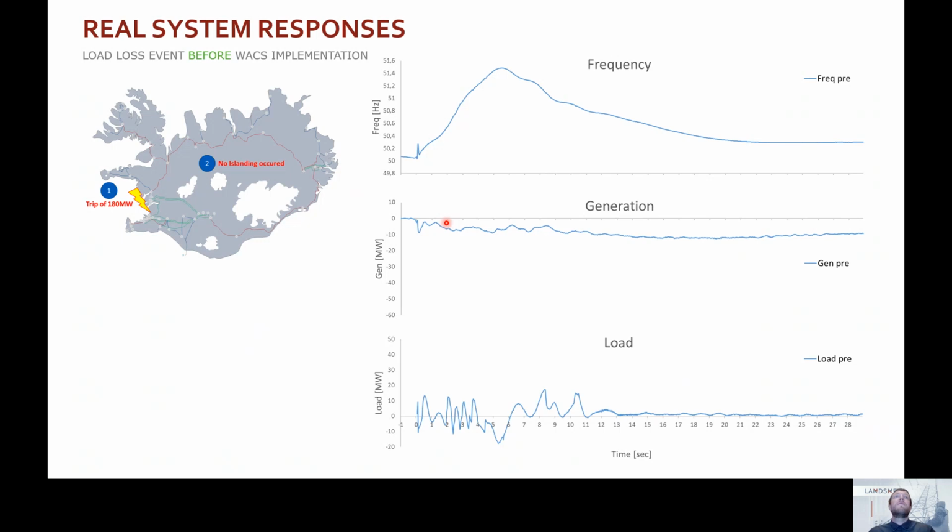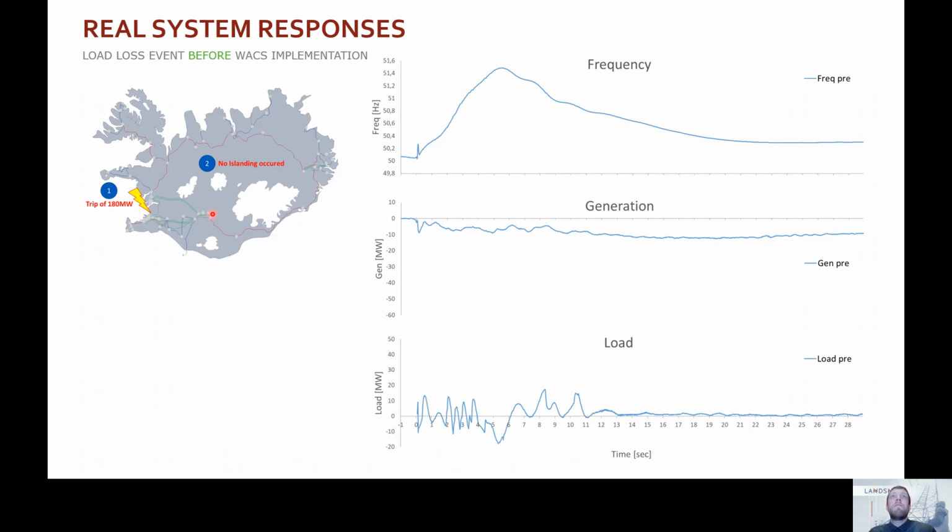Okay, now to the real events. Here's an example before we implemented any of the wide area controls, so we got the data from that. Here we're talking about a trip of 180 megawatts in the southwest. With that, we get over frequency, we get a lot of power flowing to the east, and the trends are showing the frequency and one of the generators used in the current wide area control schemes and the load customer.